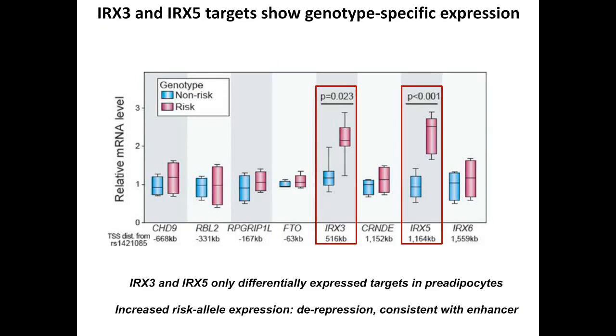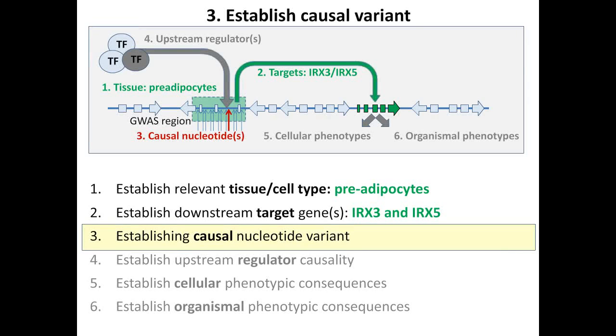And what we found was pretty striking. There are exactly 2 genes among these 8 candidates that show differential expression, and this is very significant. These genes are sitting strikingly far, 500 kb and 1.1 megabases away from the specific FTO locus. So this suggests that these are the only 2 targets that are specifically differentially expressed between risk and non-risk individuals in pre-adipocytes. And again, these show increased expression for the risk allele, consistent with the enhancer change of activity.